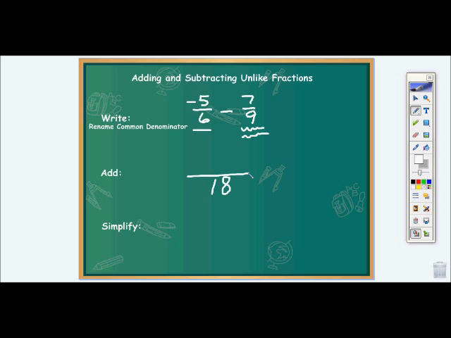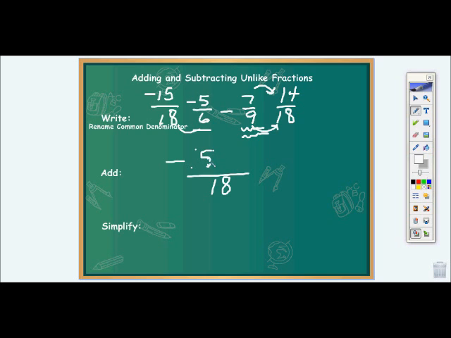Now, to get from 6 to 18, I needed to multiply by 3. So I'm going to do that to the top. -5 times 3 is going to be -15. To get from 9 to 18, I need to multiply by 2. So 9 times 2, that means I need to do the same to the top, because 2 over 2 would equal 1, and I can multiply any number by 1. So 7 times 2, oops, sorry, I was writing what I was saying. 7 times 2 equals 14. So my new sentence is going to be -15.